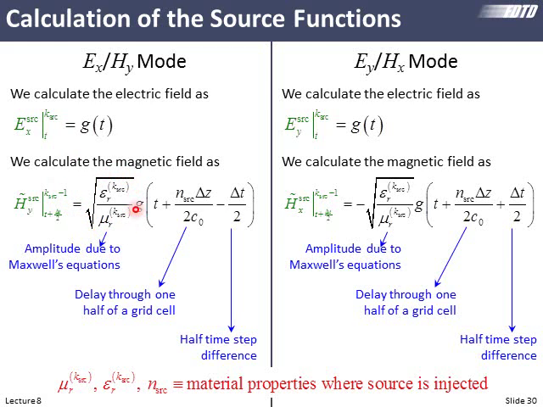So we see that the amplitude is scaled by the square root of the relative permittivity or the relative permeability. And these are the material properties at the place where the source is being incorporated. We also see that the Gaussian source is offset in time and space. So we have the basic Gaussian as a function of time, but there's a delay through half of a grid cell, and there's also half a time step difference between them. And we have a similar thing happening for the other mode. So this is how we calculate the H field source. Usually we just make the electric field source the pure Gaussian, and then we scale and skew the magnetic field to match the electric field.